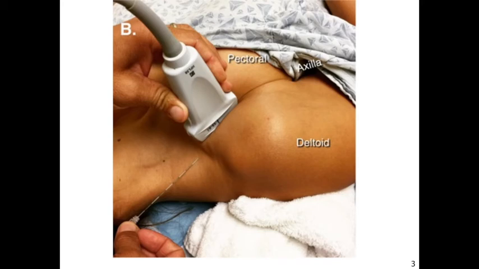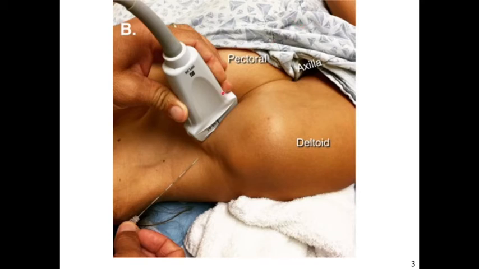Once all of this anatomy is identified, you can prepare to perform the block. The needle is inserted just superior to the clavicle and advanced underneath the clavicle. The probe is kept in position with the superior aspect of the probe over the clavicle.